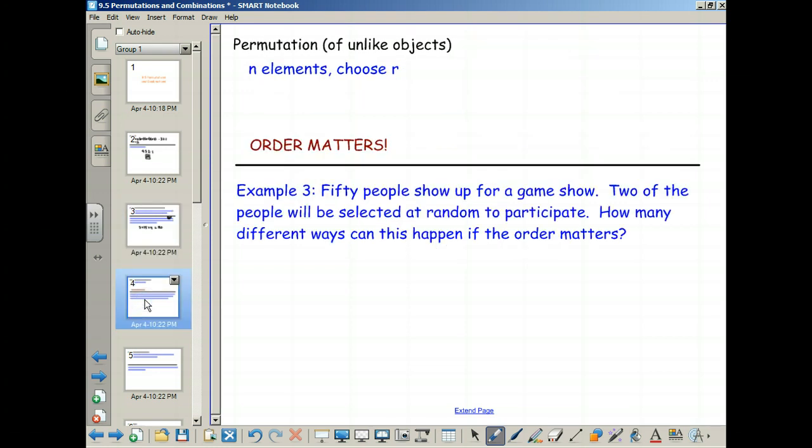Now, a permutation is along the ideas of the Sonic example. The notation looks like this: the n and the r both look like subscripts. They're down lower than the line. It's not just a lowercase n and a lowercase r. One is a subscript before, the other is a subscript afterwards. The formula, though, looks like this: n factorial over n minus r factorial.